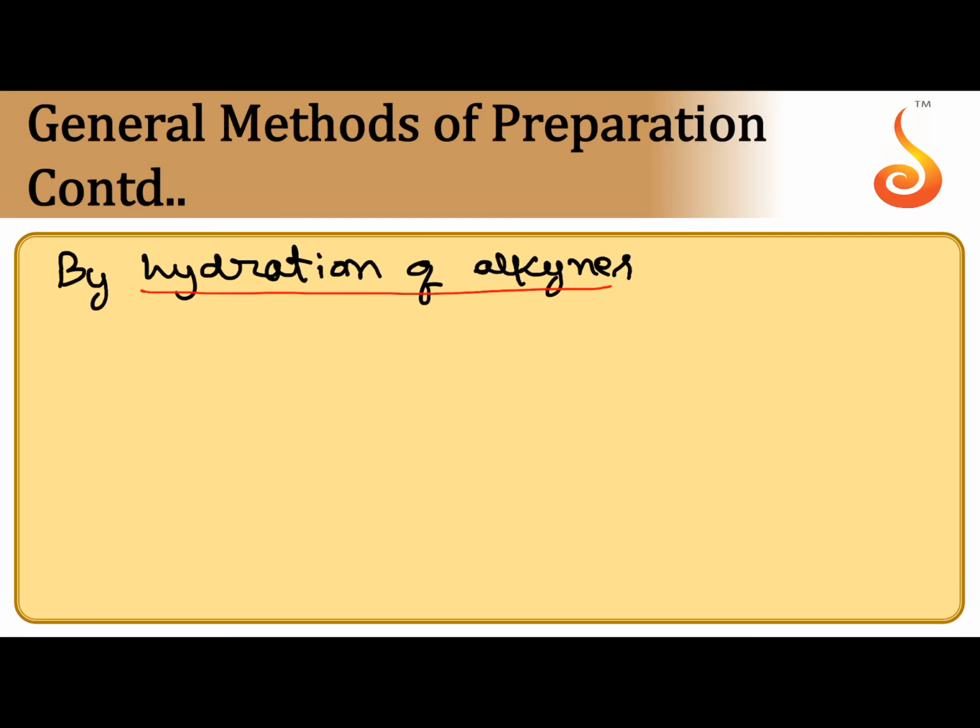Next method, by the hydration of alkynes. From alkynes, by adding H2O indirectly, we can get aldehydes and ketones. Let us take acetylene. When acetylene is passed into the mixture of H2SO4 and HgSO4, 1% mercuric sulfate and 46% sulfuric acid. So acidified mercuric ions.